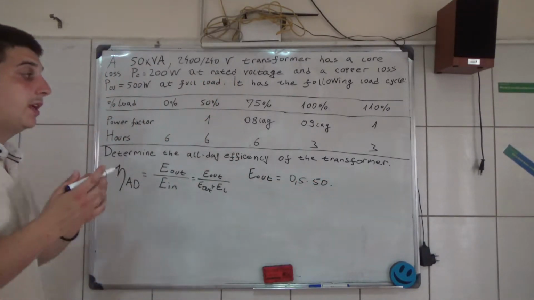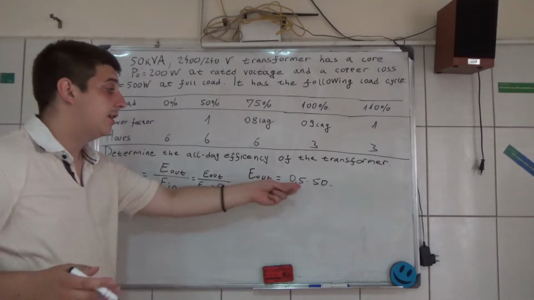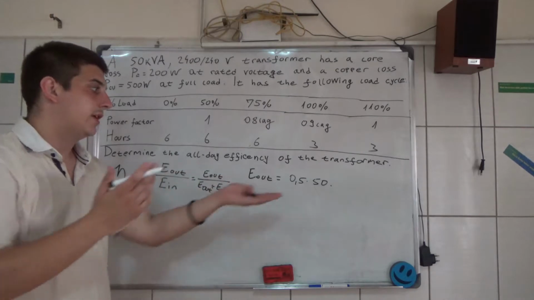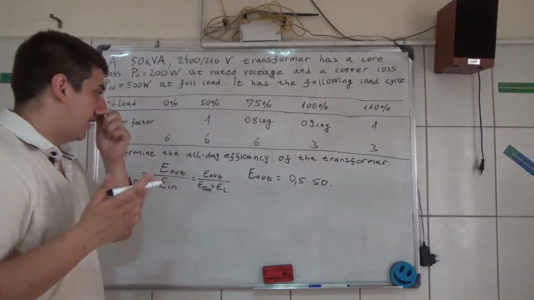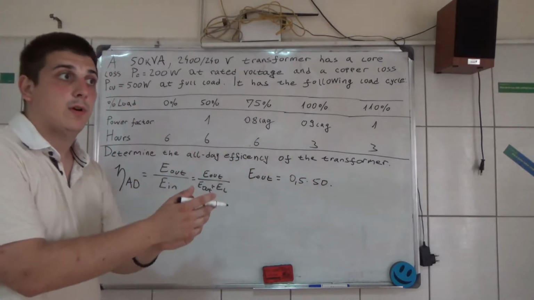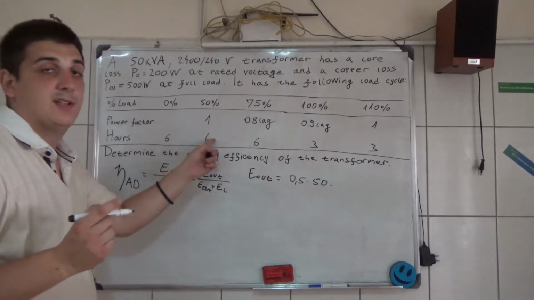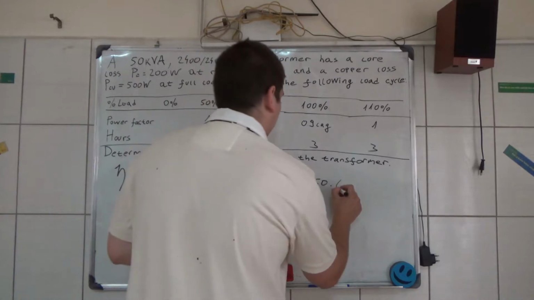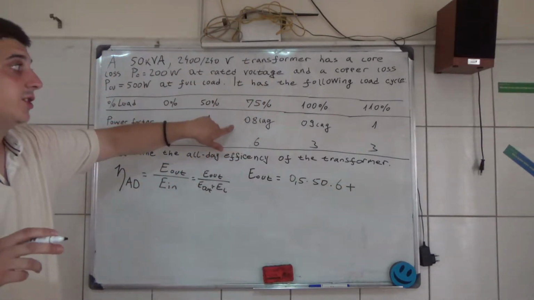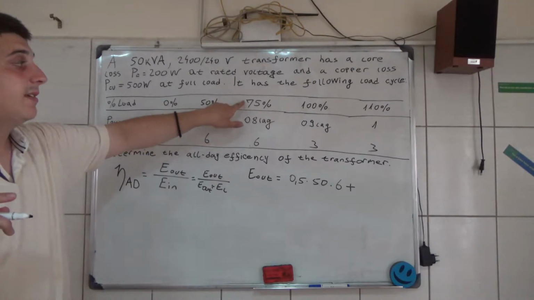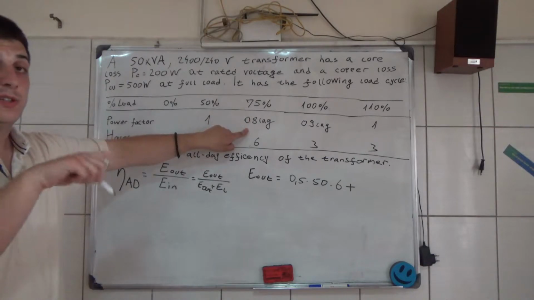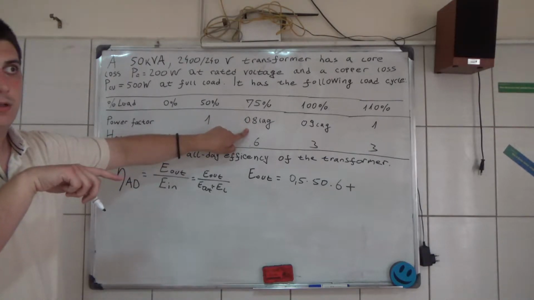Times the load percentage, that is 50%, which in real number is 0.5, times 50, times the number of hours that we used, and that is 6. Plus, now we are going to this particular situation. Now we are using 75% of the load, but we are using 0.8 power factor.